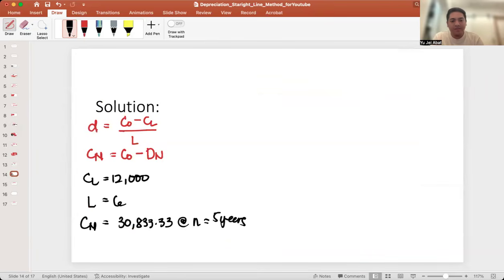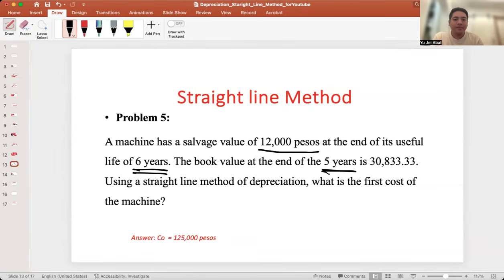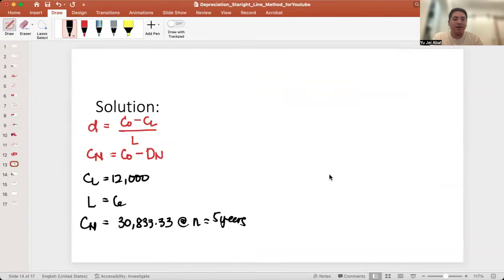So that is 5 years. What is the first cost? So we need to find the first cost. How are we going to do it? First, if we want to find the first cost in the first equation, we have trouble because we don't know the depreciation per year. So first, we're going to use C sub n to get the D sub n, in order for us to get the C sub O, or the first cost.